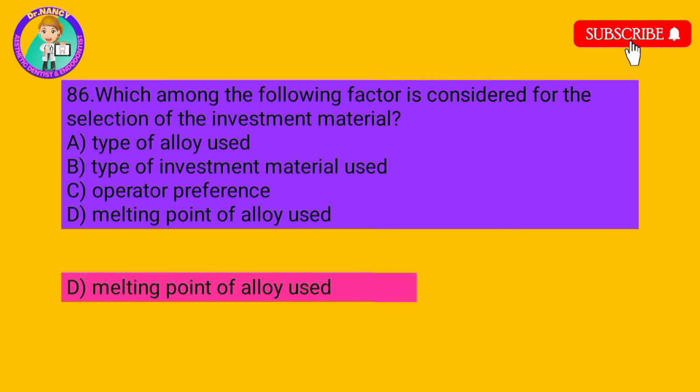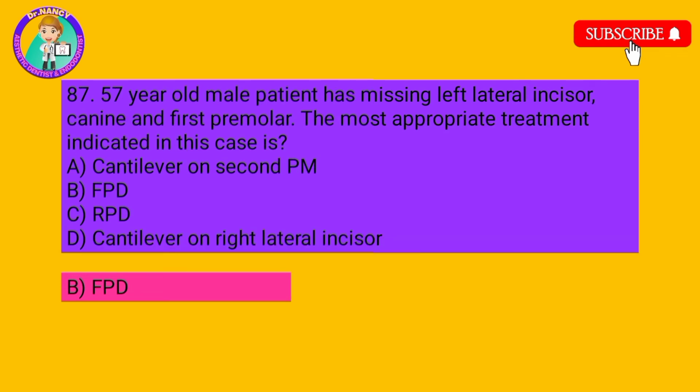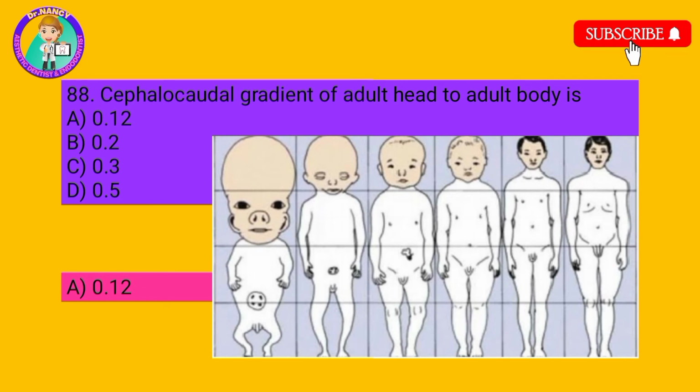Which among the following factors is considered for the selection of the investment material? Type of the alloy used, type of investment material used, operator preference, melting point of the alloy used. Answer: melting point of the alloy used. A 57-year-old male patient has missing left lateral incisor, canine and first premolar. The most appropriate treatment indicated in this case is cantilever on second premolar, FPD, RPD, cantilever on right lateral incisor. Answer: FPD. Cephalocaudal gradient of adult head to adult body is 0.12, 0.2, 0.3, 0.5.